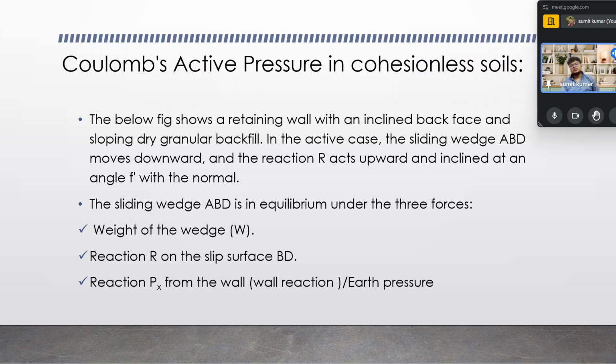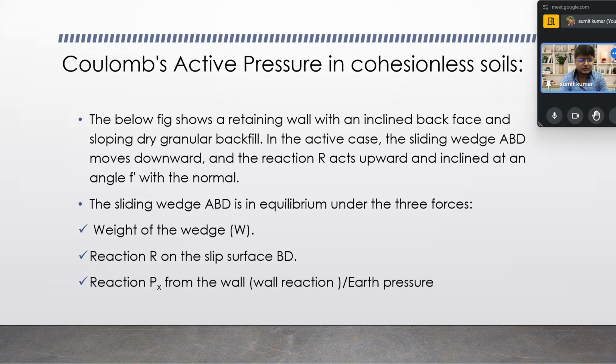The wedge ABD moves downward and its reaction R acts upward, inclined at an angle φ with the normal. The sliding wedge ABD is in equilibrium under three forces: first of all, the weight W, the reaction R on the slip surface BD, and the reaction Px from the wall, that is the wall reaction, or the earth pressure in real terms.